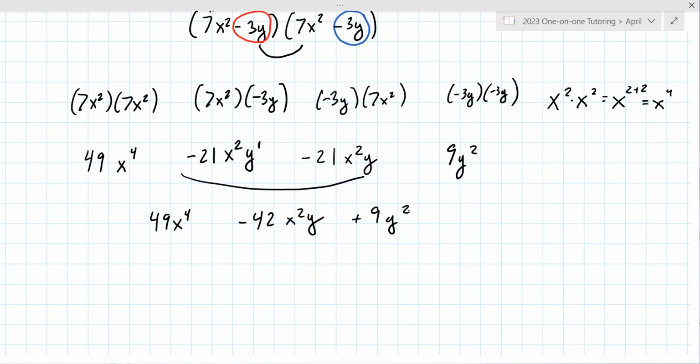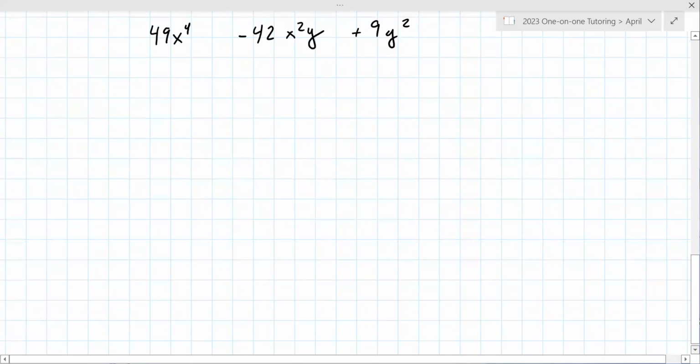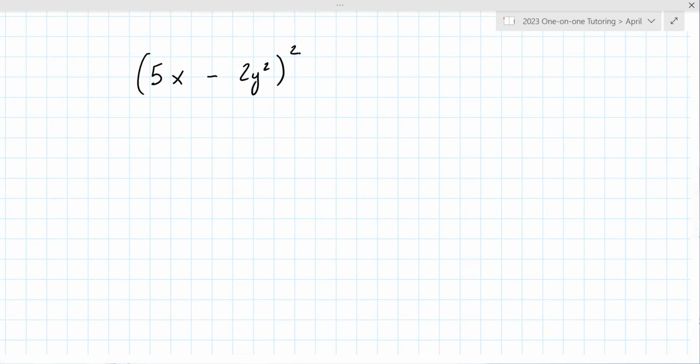Not really. Okay, fair enough. Let me give you one to try here. Is that okay? Yeah. All right. So let's have you try 5x minus 2y squared, squared. So I did change this one up a little bit, but I think you can handle it. So go ahead and try working that out and let me know if you have any questions. Okay.